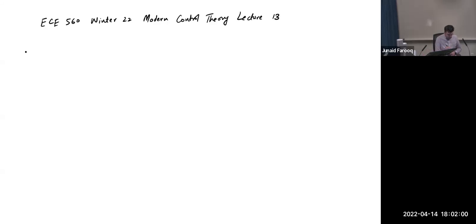So today I just want to plug the missing link between continuous and discrete time systems. And that's something we should have done earlier, but just for the sake of completeness, let's look at the link between continuous and discrete time control systems.